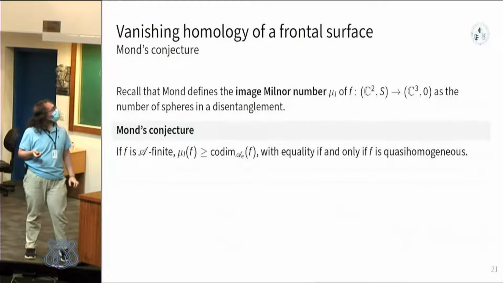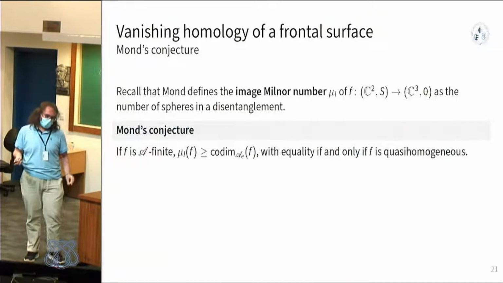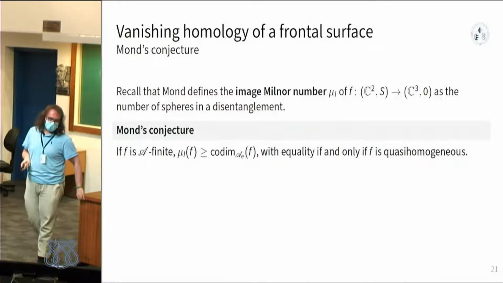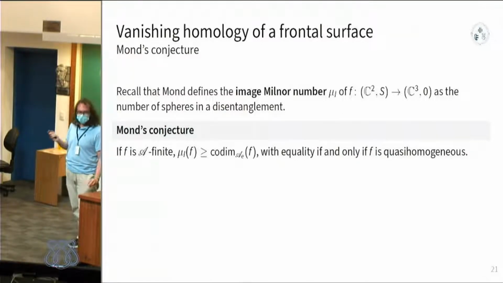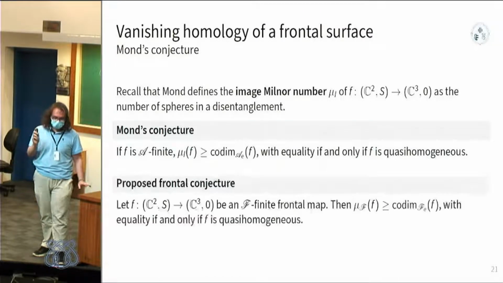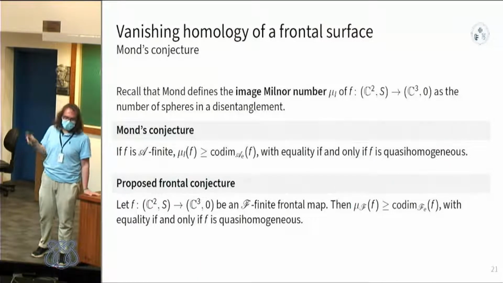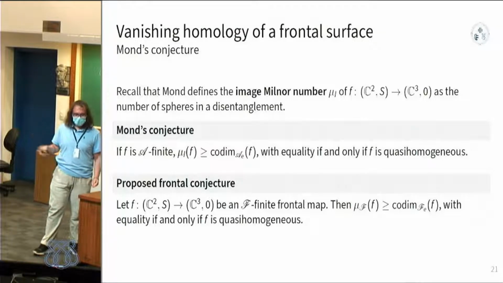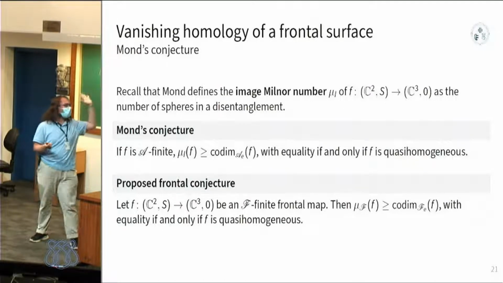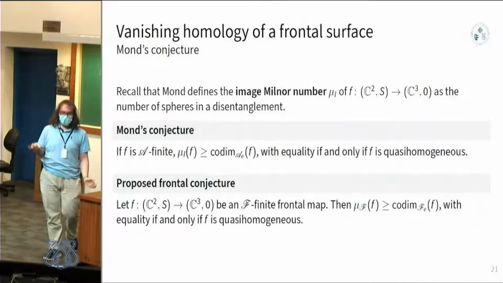Just say that now that we have a frontal Milnor number, it is natural to try and state a frontal version of Mond's conjecture. Recall that Mond's conjecture says that if f is finite, then the image Milnor number is greater or equal to the K-e codimension, with equality if and only if f is quasi-homogeneous. In the proposed frontal version, we simply state the same, but changing image by frontal, and the codimension by the frontal codimension, and so on and so forth. For example, in the examples shown earlier in the table, all of them verify this inequality with equality. Why? Because they are quasi-homogeneous.